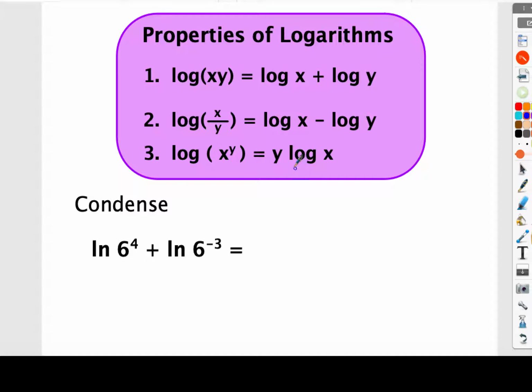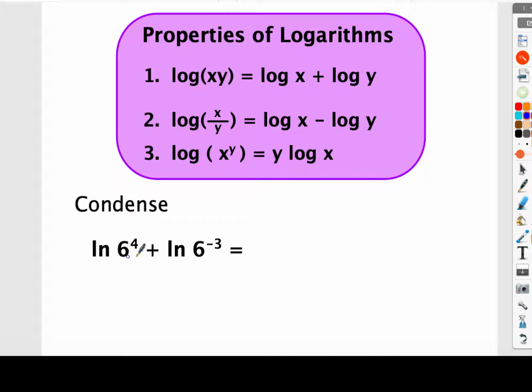And again, if we have a multiple in front, right, y times the log of x, then we can put that y up as an exponent inside the logarithm. So again, to condense, we're just doing the opposite essentially that we did from expanding. But now we got to be a little bit careful about order of operations every now and then.